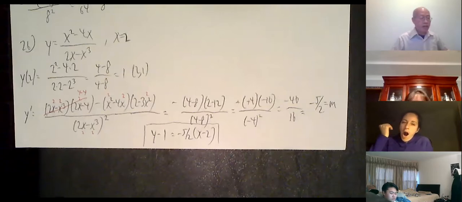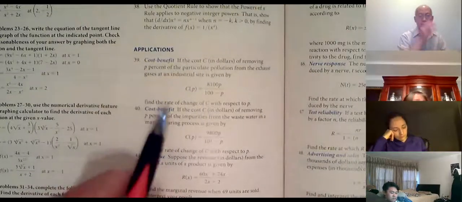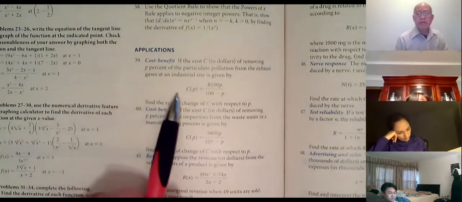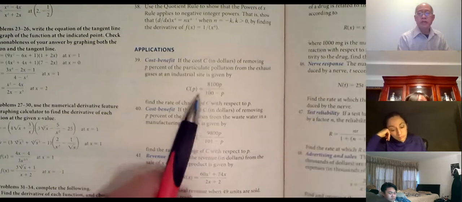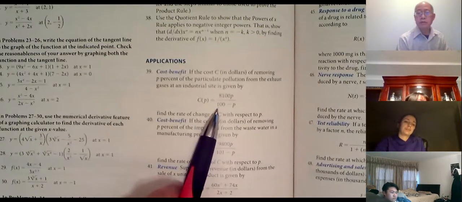Well, I guess the first thing I have to ask is to see if this is the same question as yours. 39. Okay, C of P is 8100P divided by 100 minus P. Is that the same as what you have? Anybody? The same. Same, good.